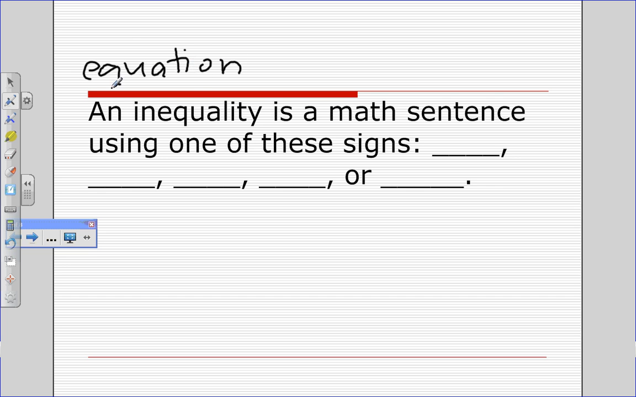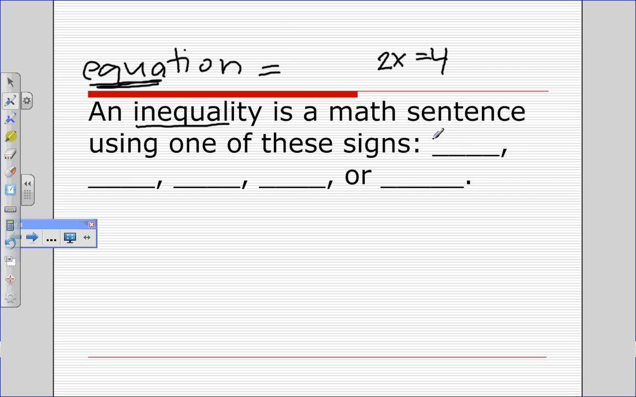An equation, and if you look at the word equation, it has what looks like the word equal in it. And that makes sense because all the equations we were looking at had an equal sign in them. For example, 2x equals 4. In this lesson, instead, we're looking at inequalities. It has the word unequal in it, so it's not going to use an equal sign.